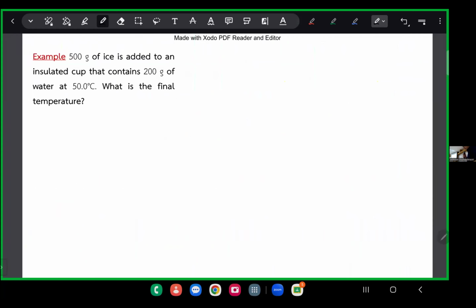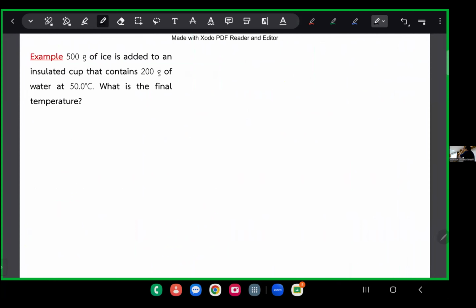Right here, guys, last exercise of the day. It's a very simple scenario. You do this all the time. You put ice in a cup of water. You just want to drink an ice water. That's all. So over here, you have a container that contains 200 grams of water at 50 degrees Celsius. Okay, very good.